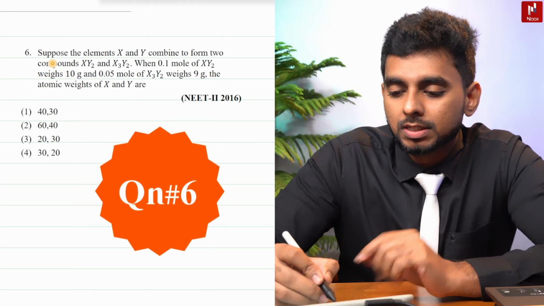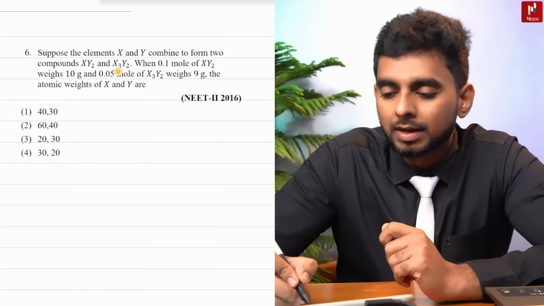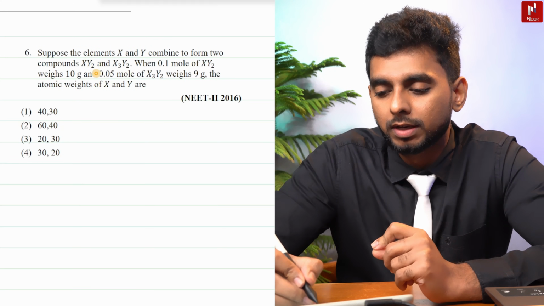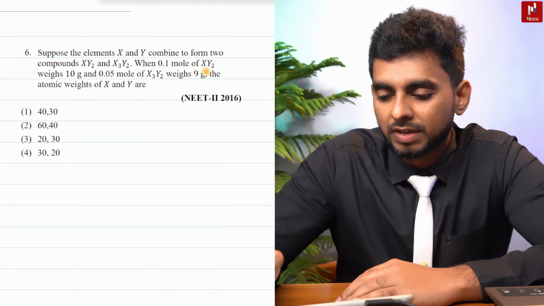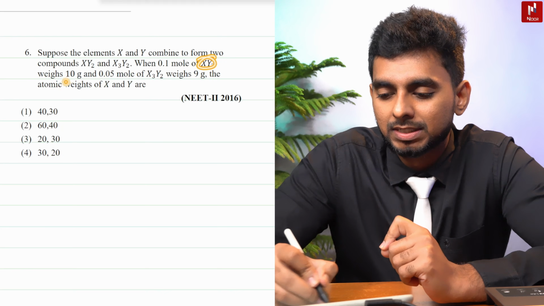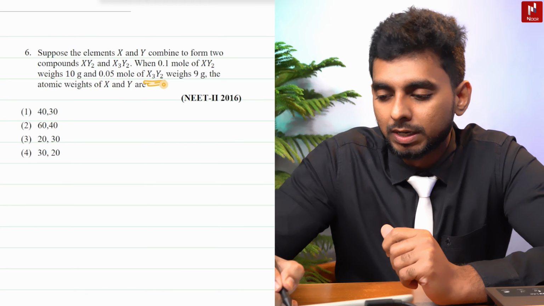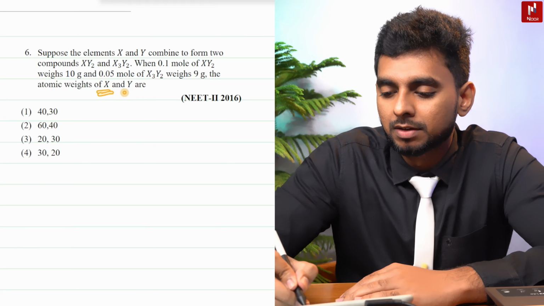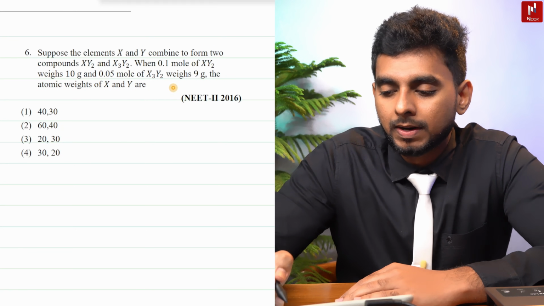Here they have given us, suppose the elements X and Y combine to form two compounds, XY2 and X3Y2. When 0.1 mole of XY2 weighs 10 gram, if I take 0.1 mole of the first compound, I have 10 grams in it. Same way, if I take 0.05 mole of X3Y2, it weighs 9 grams. What they're asking us to find is the atomic weight of X and Y. That's what I need to get over here, right?